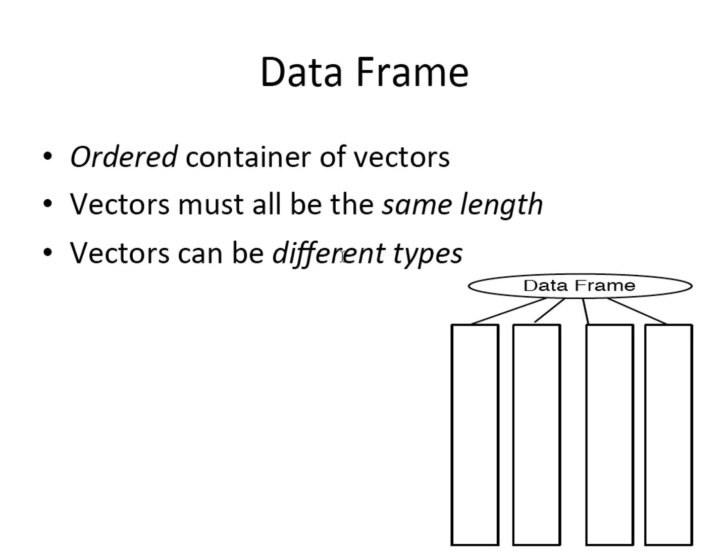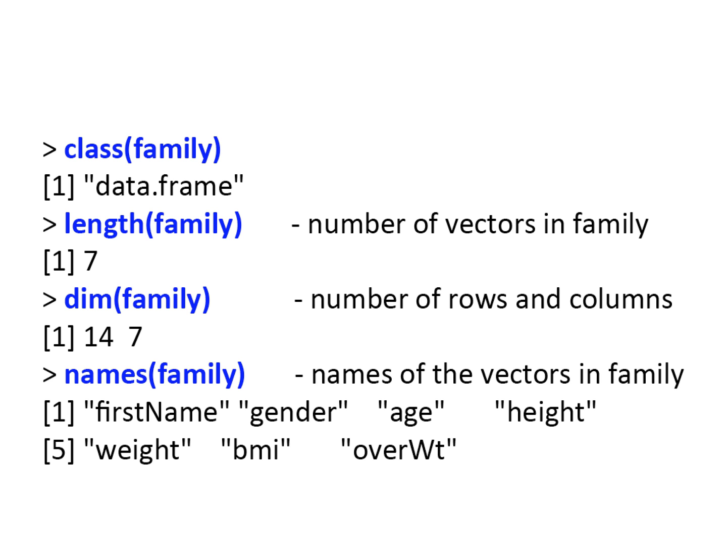Vectors can be different types. We could get name information as character, weight information is numeric, we have logicals in there, and so on. So they can certainly have different types. Let's take a look at what classes they are. A class of family is a data frame. Length is 7. Number of variables, not number of observations, so make sure you got that one. Dim gives you dimensions of family. 14 observations or rows, 7 variables or columns. And then names, so these are the variable names in the data frame. So that hopefully is somewhat intuitive. It will just give you the names of the variables.